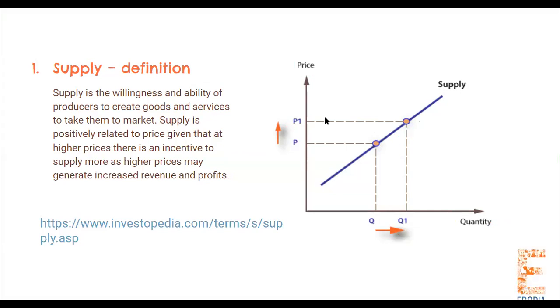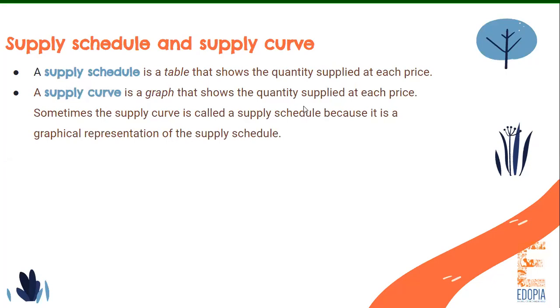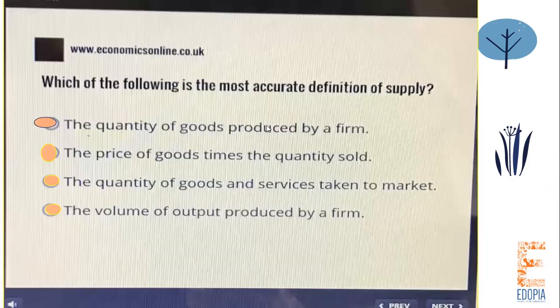If we move further, we see that the supply schedule basically shows the different quantities given in a table at different prices. And then with the graphical representation of it, when we draw the curve looking at the supply schedule, that is the supply curve that we get.